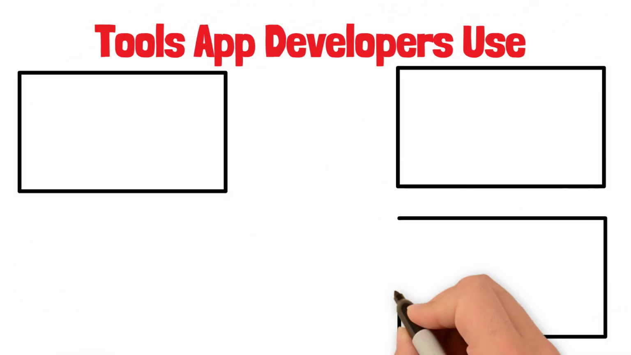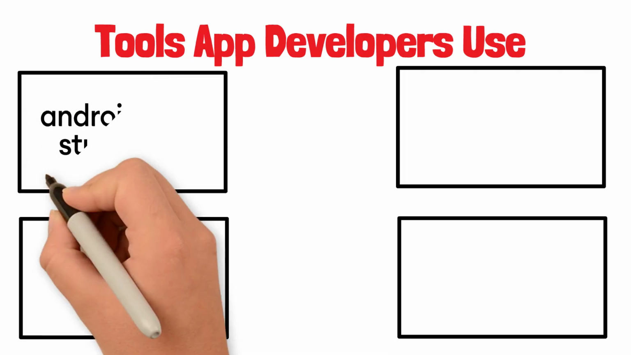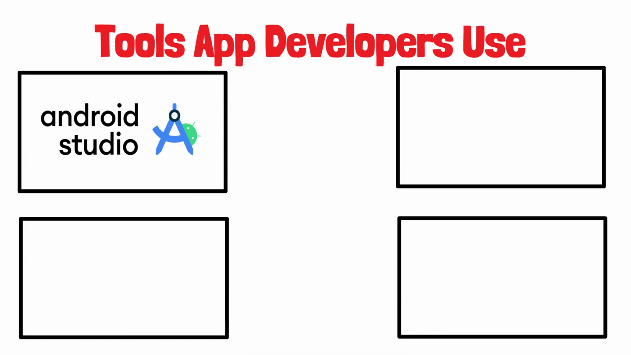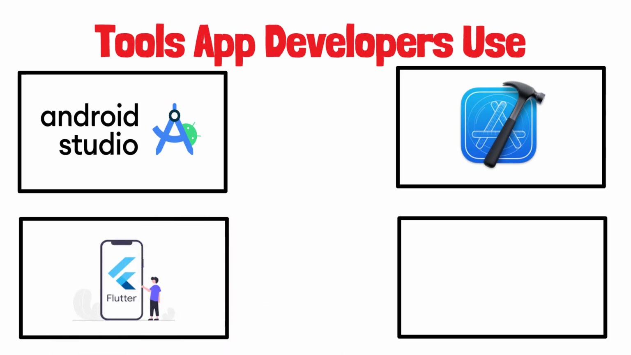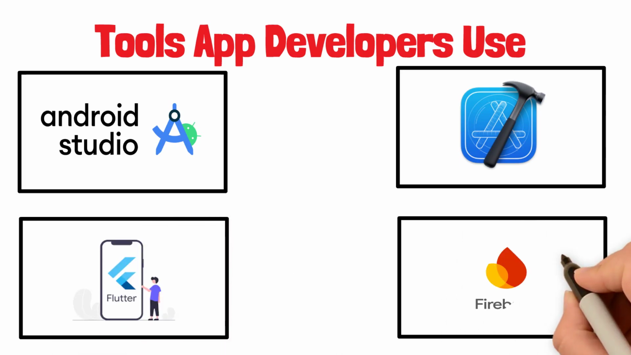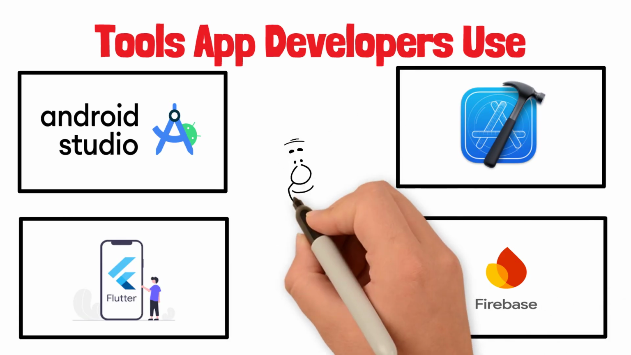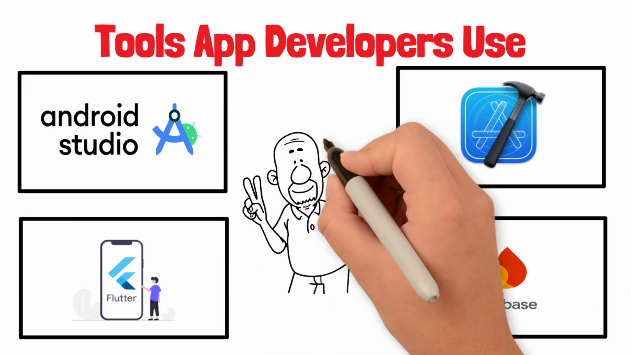Tools app developers use. Here are some common tools. Android Studio to build Android apps. Xcode to build iOS apps. Flutter to build both at once. Firebase to store data like scores or messages. These tools are like the paint, brushes, and canvas for creating a masterpiece.